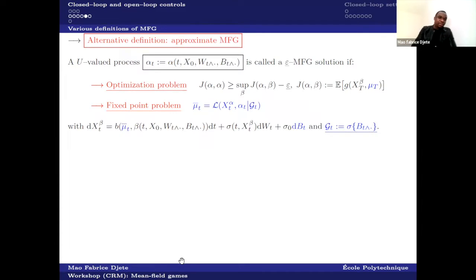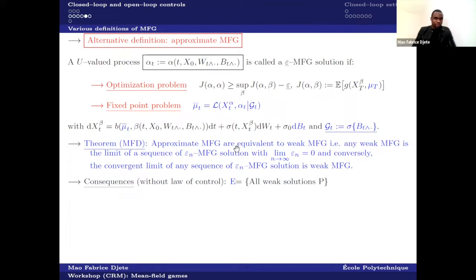As we always do, we consider approximate Nash equilibrium. So why not introduce also approximate mean field games? It's natural. The natural notion of approximate equilibrium will be as follows. I call this an epsilon mean field game solution if, first of all, there is the optimization part. But here, instead of having the supremum, I will have a small error I can admit. And the fixed point is as usual. Personally, I found this kind of solution quite natural, and it allows us to actually avoid talking about weak solutions.